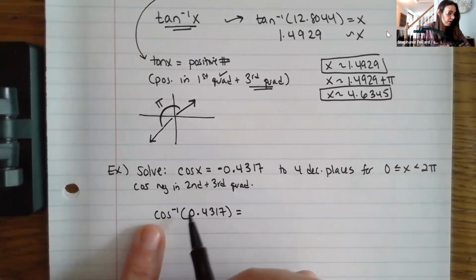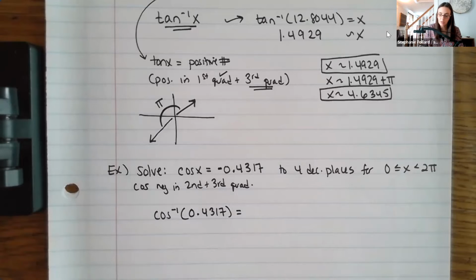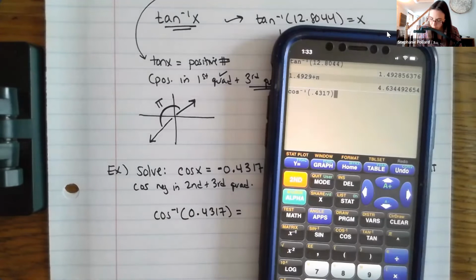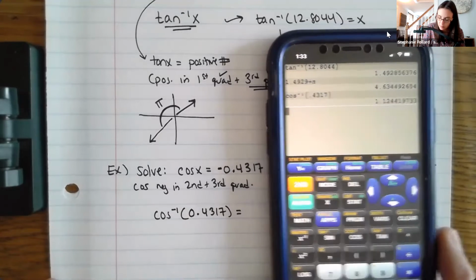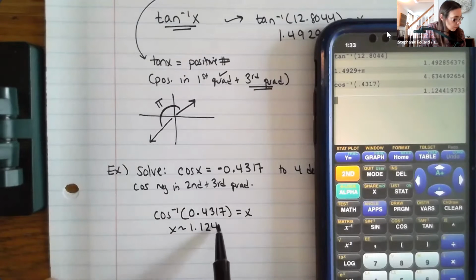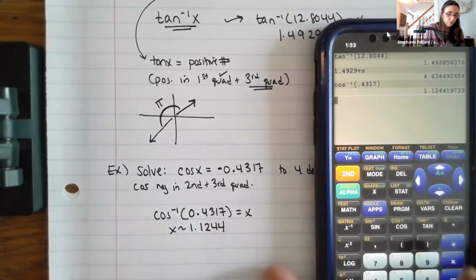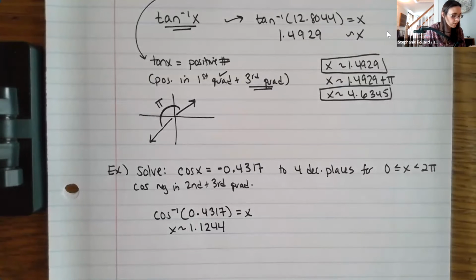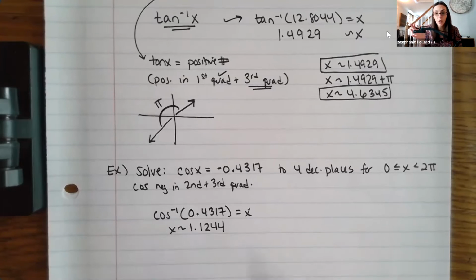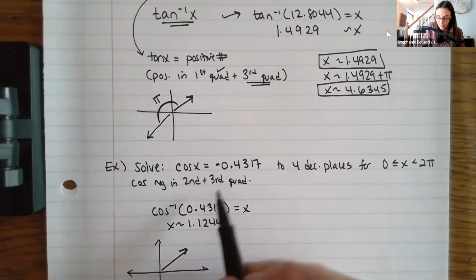Here, I'm going to figure out what this value is, and again, we're just going to use our calculator. Let's see, I get about 1.1244, rounding to 4 decimal places. This is the answer in the first quadrant, but I actually need the answers in the second and third quadrants. So you can think about how to figure that out. Let me make a kind of picture here. Again, this is our angle in the first quadrant. Now I need to get it in the second and third.